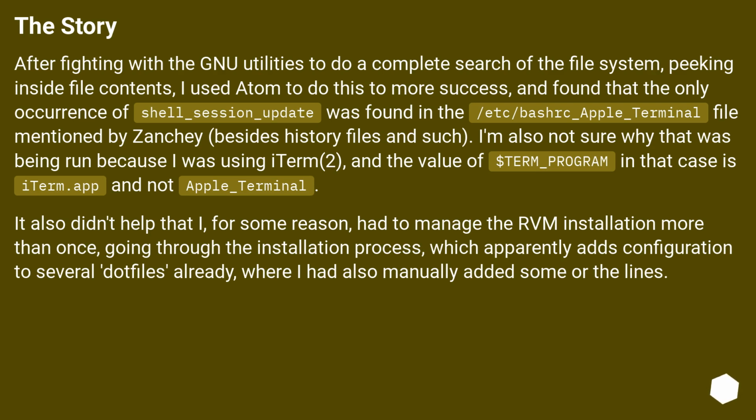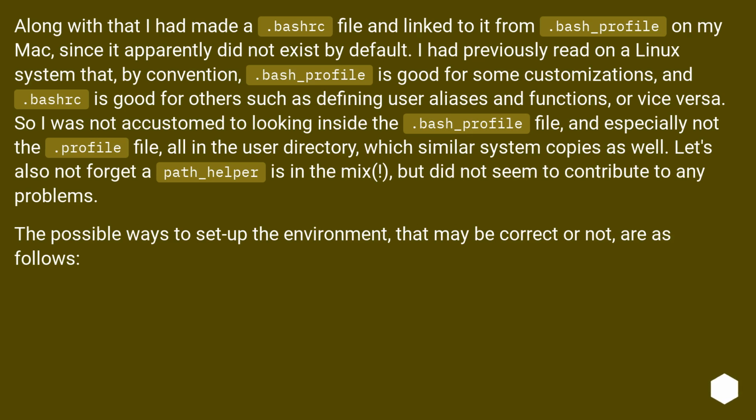It also didn't help that I, for some reason, had to manage the RVM installation more than once, going through the installation process, which apparently adds configuration to several dot files already, where I had also manually added some other lines. Along with that I had made a .bash file and linked to it from .bash_profile on my Mac, since it apparently did not exist by default. I had previously read on a Linux system that, by convention, .bash_profile is good for some customizations, and .bash is good for others such as defining user aliases and functions, or vice versa.